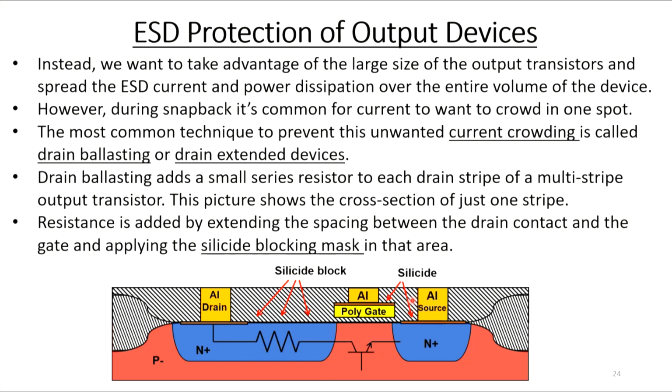You'd have a drain, a gate, and a source. Everything would be symmetric. But what we want to do is add a little bit of resistance here. So we take the drain contact and pull it a little further away from the gate, and then we apply a silicide blocking mask in this area to increase the resistance of this N+ material a little bit, and that adds a small resistor in series with this lateral bipolar here.